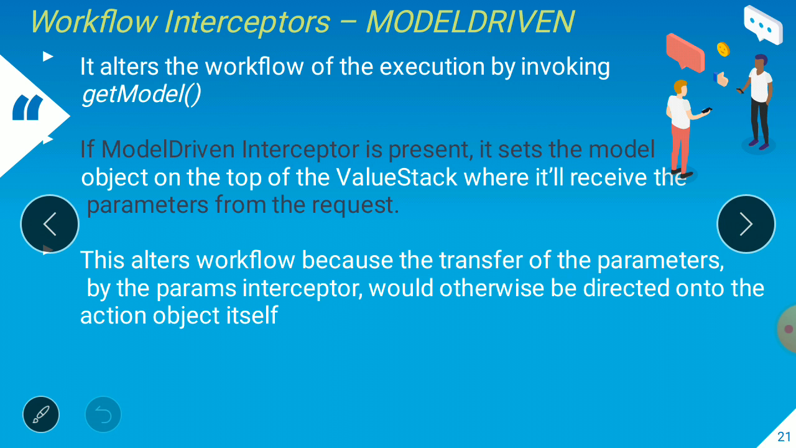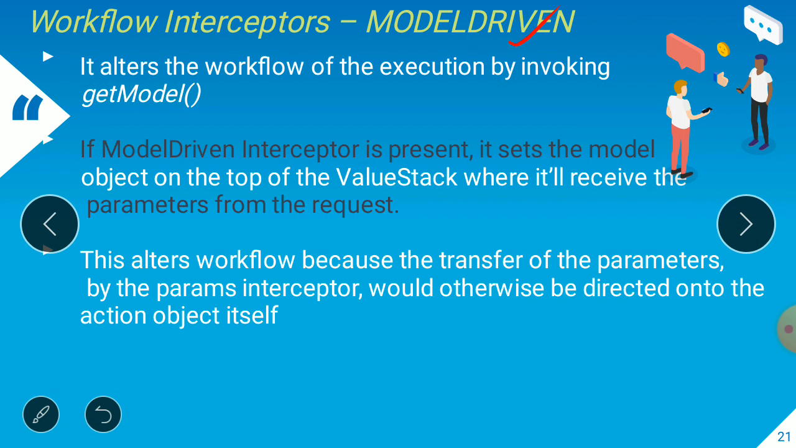Okay, so the next interceptor in this category is model driven. It also alters the workflow of the execution by invoking the get model of. Get model of ங்கிற மெத்தடை கால் பண்றதுனால உங்களோட workflow வந்து சேஞ்ச் ஆக போகுது. workflow interceptors இப்ப பார்த்த எல்லா workflow interceptorsமே உங்களோட workflow-வை சேஞ்ச் பண்ணும். But every interceptor has their own logic. ஒவ்வொரு மாதிரி எக்ஸிக்யூட் ஆகும். Here it works by invoking the get model of.